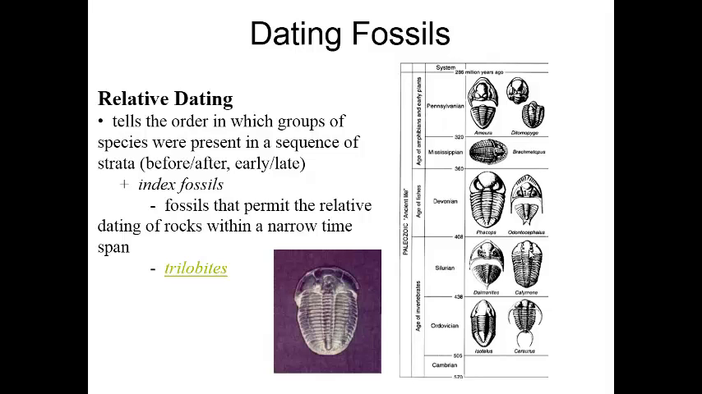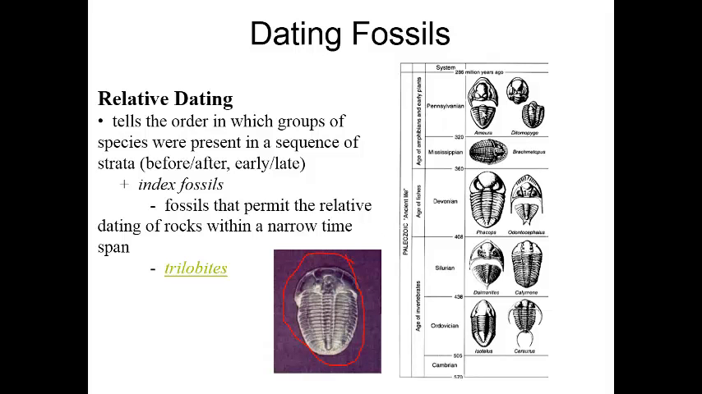Relative dating uses index fossils. Index fossils are fossils of organisms that we know when they existed. So if we find other fossils next to these index fossils, we can use the index fossil to give us the general time span in which that organism existed. One important index fossil is called a trilobite. Here's a picture of a trilobite.